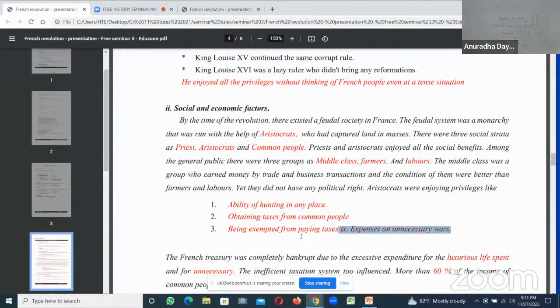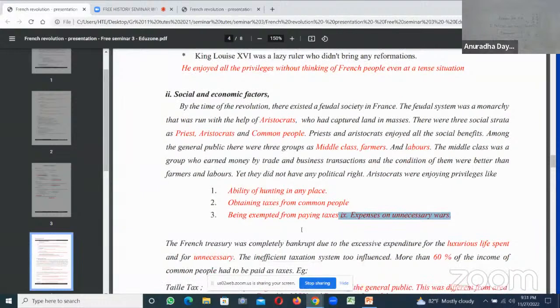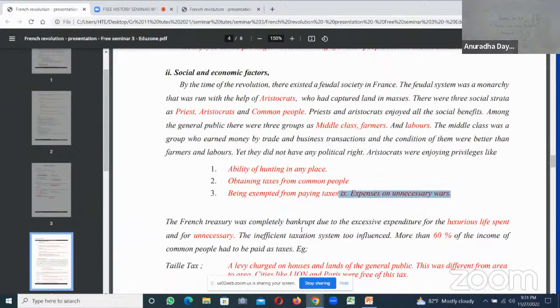And the French treasury was completely bankrupt due to the excessive expenditure for luxurious lifestyle and for unnecessary things. The inefficient taxation system too meant that more than 60% of the income of common people had to be paid as taxes. Then you must learn about the three taxes: tail tax, gabelle tax, and the capitation tax.